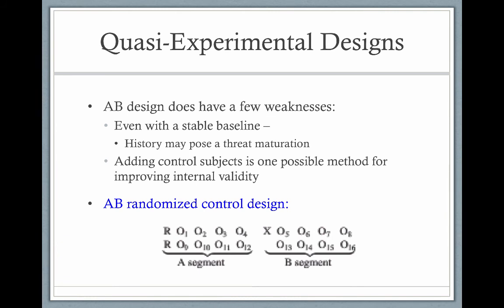A/B designs do have a few weaknesses. Even with a stable baseline, history might pose a threat to internal validity. Adding a group of controls is a possible way to, again, improve internal validity. So what we have here is we've added a control group, and we've made it even better because we've randomly sampled. Again, we do repeated measures in the baseline, treatment, and then more measures for the experimental group. We're comparing it to a group that receives no treatment. So we have a within study design and a between study design, and we have that control group which strengthens it.